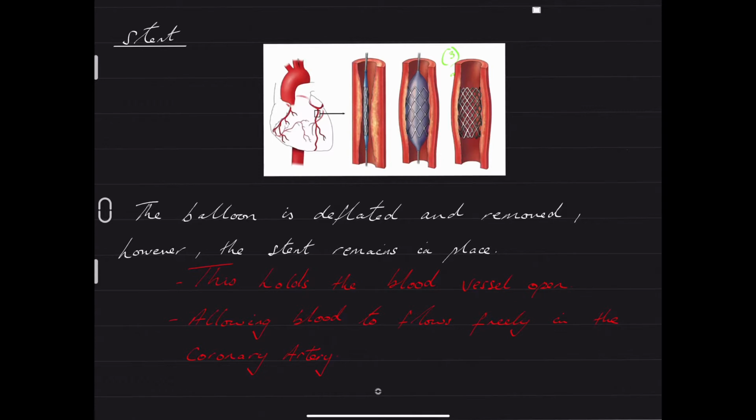However, the stent remains in place, and this holds the blood vessel open. So the blood vessel doesn't collapse back once you remove the balloon. The expanded metal mesh is staying in place, and this is what holds the blood vessel open, allowing blood to flow freely in the coronary artery. And therefore we don't have any more reduction in oxygen or glucose being supplied to the cardiac muscles.